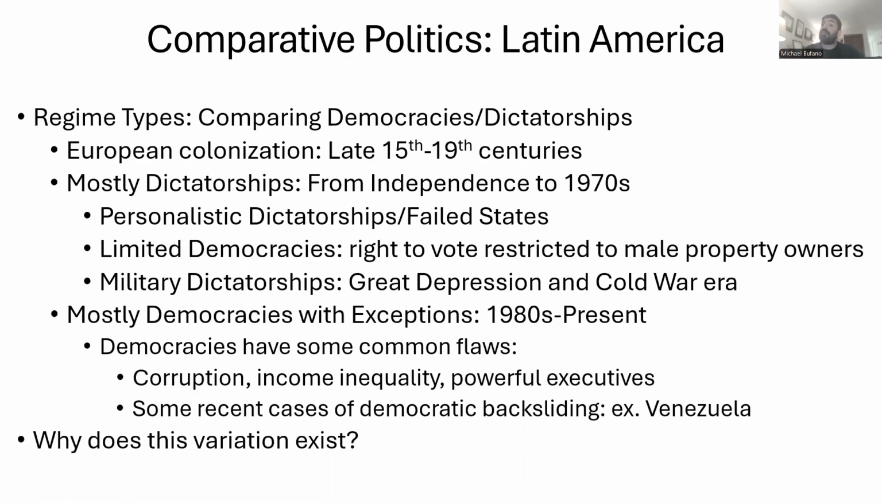But with that said, there have been a lot of countries that have transitioned to democracies, and some have become very substantive democracies, such as Chile, Costa Rica, and Uruguay. So we're going to try to understand, why does this variation exist across the region?